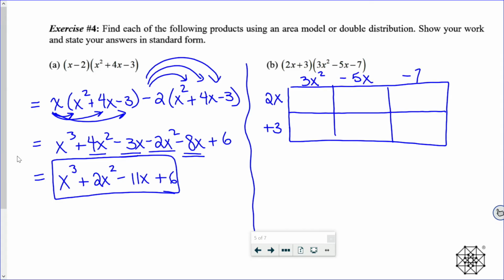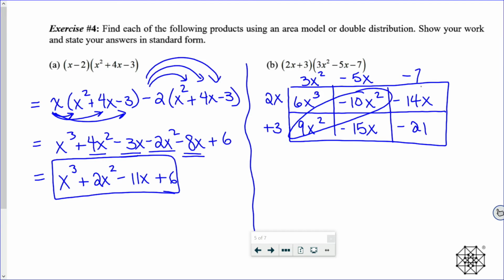Here we go. 2x times 3x squared is 6x cubed. 2x times -5x is -10x squared. 2x times -7 is -14x. 3 times 3x squared is 9x squared. 3 times -5x is -15x. And 3 times -7 is -21.